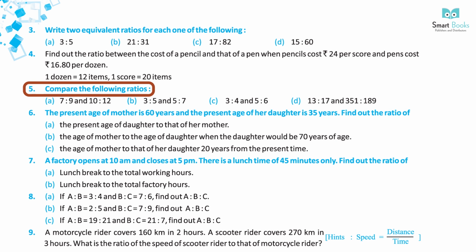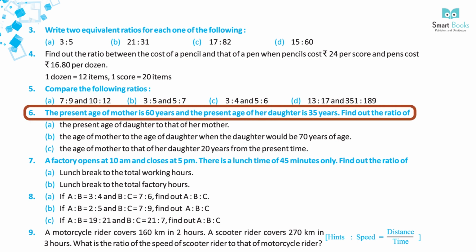Question 5. Compare the following ratios. A. 7 ratio 9 and 10 ratio 12. Solution: 7 ratio 9 is less than 10 ratio 12. B. 3 ratio 5 and 5 ratio 7. Solution: 3 ratio 5 is less than 5 ratio 7. C. 3 ratio 4 and 5 ratio 6. Solution: 3 ratio 4 is less than 5 ratio 6. D. 13 ratio 17 and 351 ratio 189. Solution: 13 ratio 17 is less than 351 ratio 189.